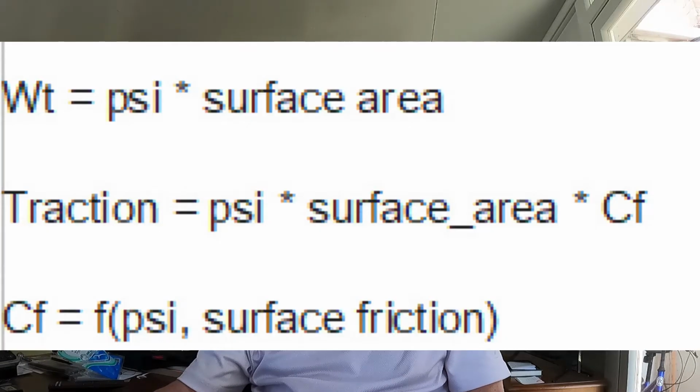Traction is a function of PSI, surface area, and the shearing resistance between the road surface and the tire. Weight is the PSI times the surface area. And traction equals the weight times CF, or the PSI times the surface area times the coefficient of friction. And the coefficient of friction is a function of PSI and surface friction. If the PSI is greater than the surface friction, then slippage occurs. As a general rule, the lower the PSI, the greater the coefficient of friction, and therefore traction.